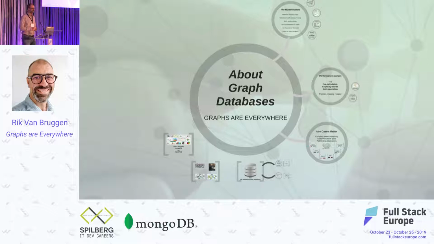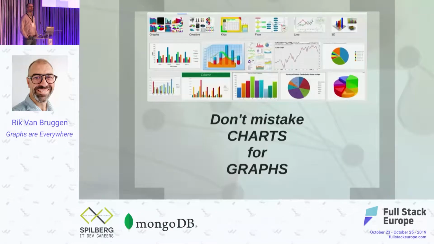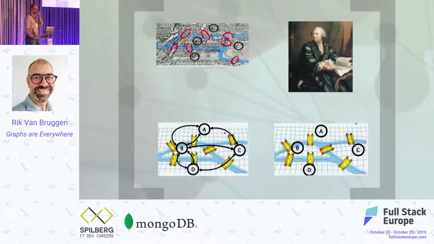So let's talk a little bit about graph databases. The first thing that I always have to do in explaining graph databases is, we're not talking about graphical databases, right? There's so many people that confuse charts with graphs, right? And that's not what Neo4j and graph databases are all about. It's actually about structure. It's about data and data structure, right?